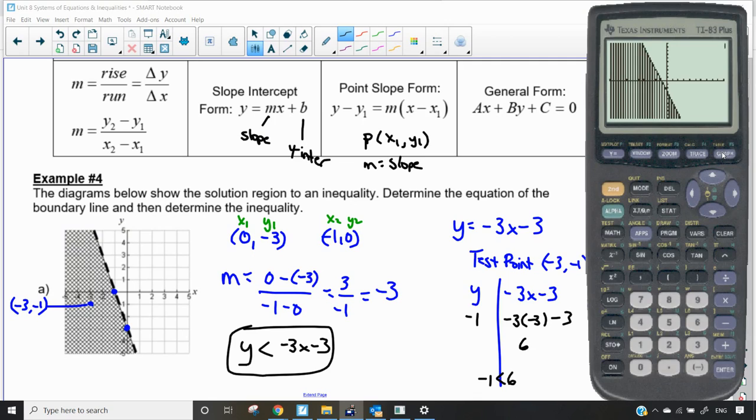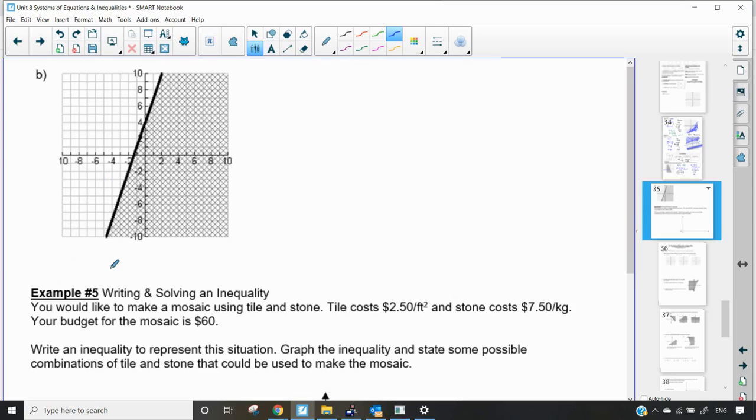So graphing our inequality looks very similar. We just want to double check some of our points. So I can trace at 0, and that gives me 0, -3. I can trace at -1, and that gives me -1 comma 0. Both of my points match, my shading's on the right side, so I can be confident that my inequality is correct.